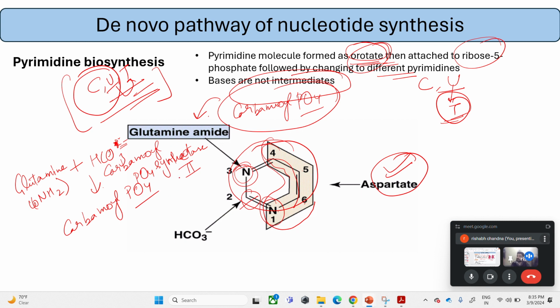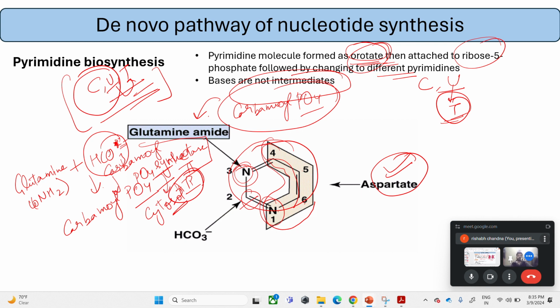Okay, so this also requires ATP, and it is basically maintained in the cytosol, this reaction, and this particular enzyme is present in the cytosol. There is another carbamoyl phosphate that forms during the urea cycle, that we are not talking about here. So here the glutamine and bicarbonate form the carbamoyl phosphate. This carbamoyl phosphate acts as a precursor for the de novo pyrimidine synthesis. Okay, so that we'll talk about in detail in the coming slides.